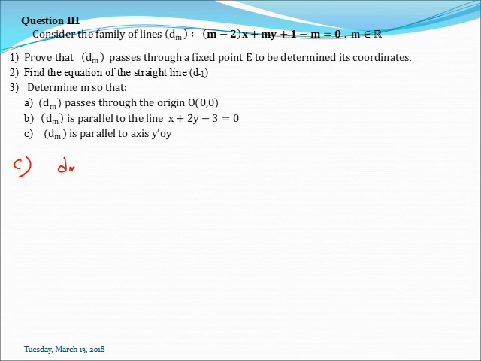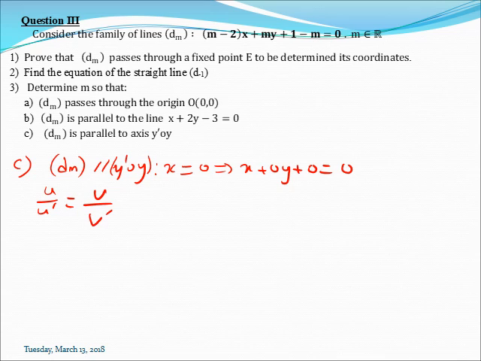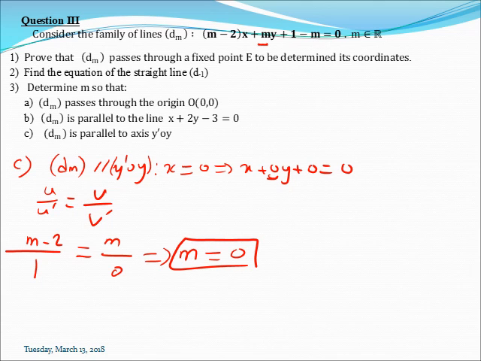C. DM parallel to y prime y. The equation of y prime y is x equals 0, which is x plus 0y plus 0 equals 0. So u over u prime equals v over v prime. U of DM is m minus 2. U of y prime y is 1, v of DM is m, over v prime is 0. Cross multiplication: m times 1, m equals 0. So the solution is m equals 0.